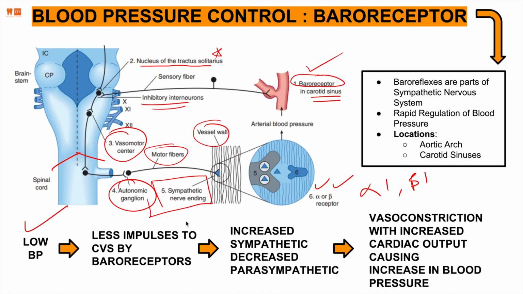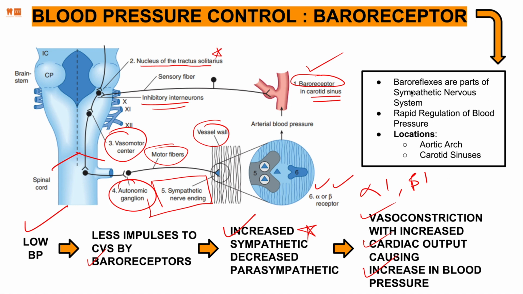So if there's low blood pressure, there are fewer impulses to the CVS by baroreceptors. The brain asks, why are fewer impulses being sent by baroreceptors? Then the brainstem says, uh-oh, we need to increase sympathetic and decrease parasympathetic nervous system activity. That leads to vasoconstriction, increase in cardiac output, and increase in blood pressure. That's what baroreceptors do. Okay?